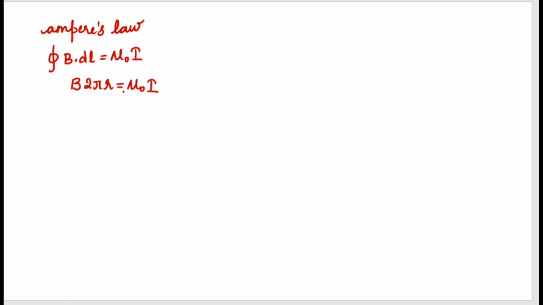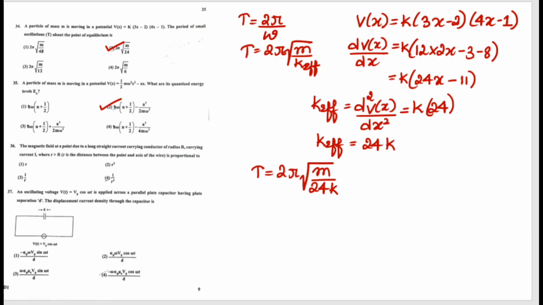Now on rearranging the terms, I'll get magnetic field B, which is equal to mu naught I divided by 2 pi r. This was the final equation we got. So I can write from here B is inversely proportional to 1 divided by R. That is, magnetic field is inversely proportional to 1 divided by R. So they have asked you the proportionality.